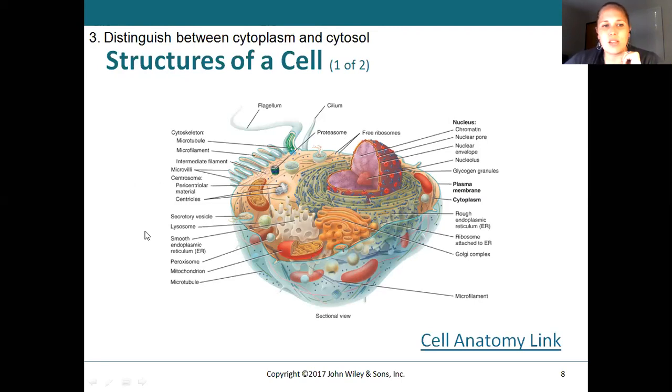So if there's any organelle that you see on this list that you have a question about, again, feel free to pop it up in the chat. I'm happy to talk about any of them.